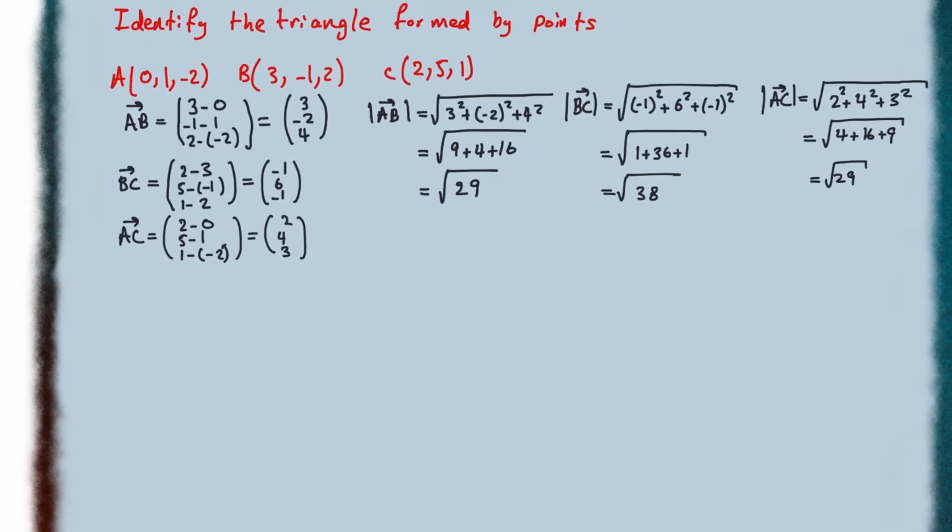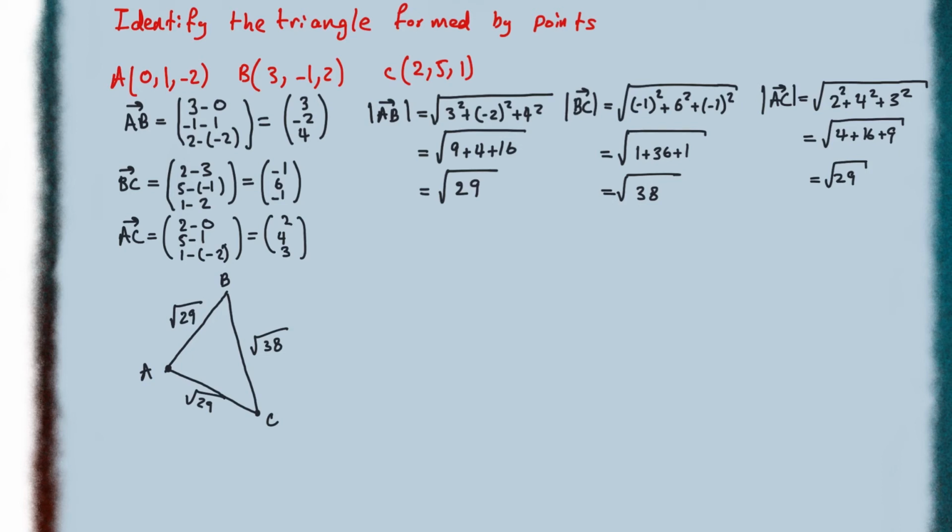which is square root of 29. We can draw this out just to give us an idea of how it looks. So from point A to point B, the magnitude was square root of 29. From A to C, we have root 29, and BC's magnitude is root 38.